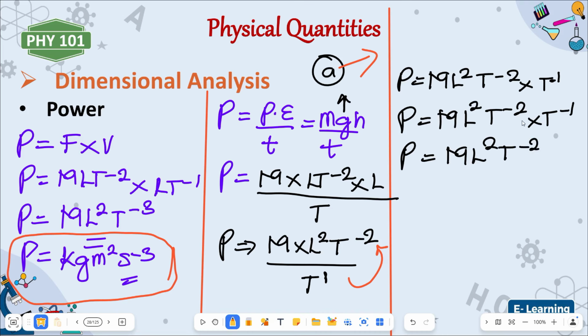When the bases are equal, what do you do? You collect one base and add the powers. Here it becomes minus 2 minus 1. So P will be equal to mL^2T^-2-1, which will give us what? Minus 3. And that is the answer to that question. Alright? That's the answer to that question.